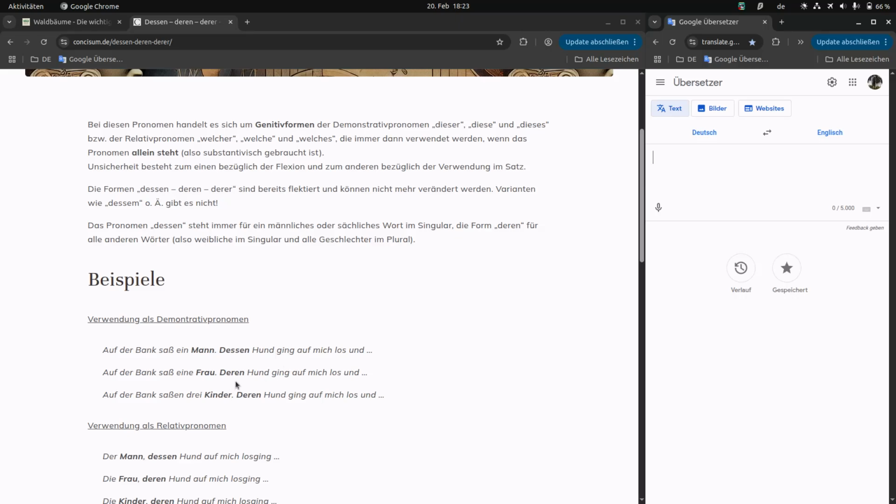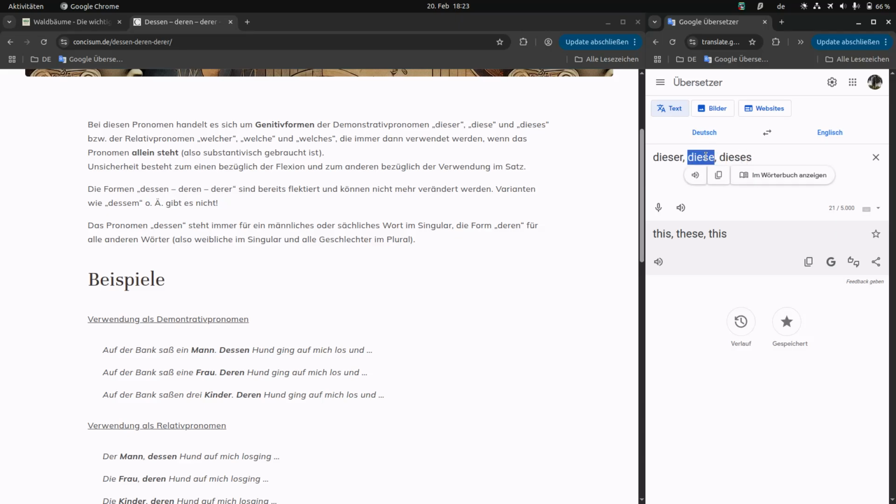So apparently it derives from dieser, which you don't necessarily see when you just look at it. Maybe someone else did, but I didn't. So it derives from dieser, dieses, which is this, these, or this, because this is the feminine form, neutral form, and then we have, of course, the plural form, which is the same as diese. And so of this, basically.